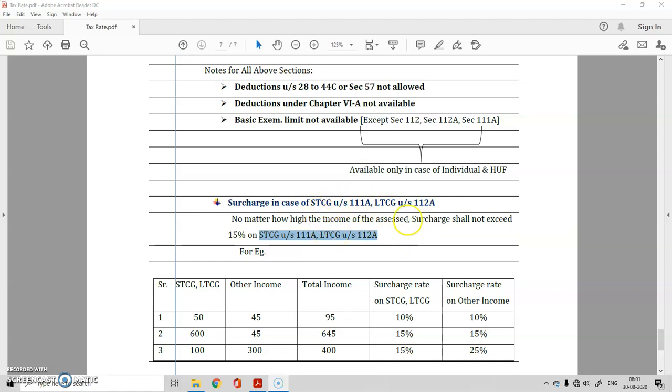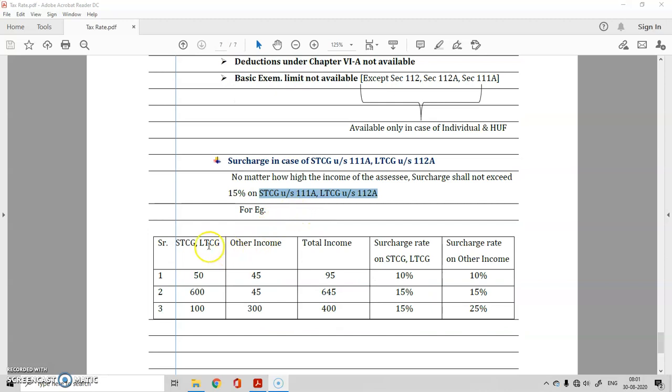पे सरचार्ज एप्लीकेबल होगा. Now for example, if say STCG and LTCG income under section 111A and 112A is 50 lakhs and other income is 45 lakhs, then the total income would be 95 lakhs. So basically if we treat this, then surcharge would be applicable if the income is exceeding 50 lakhs, then at the rate 10%. So here the surcharge would be applicable on STCG or LTCG at the rate 10% and also on other income at 10%. In the second case, STCG or LTCG income is 6 crores and other income is 45 lakhs, and then the total income would be 645 lakhs.